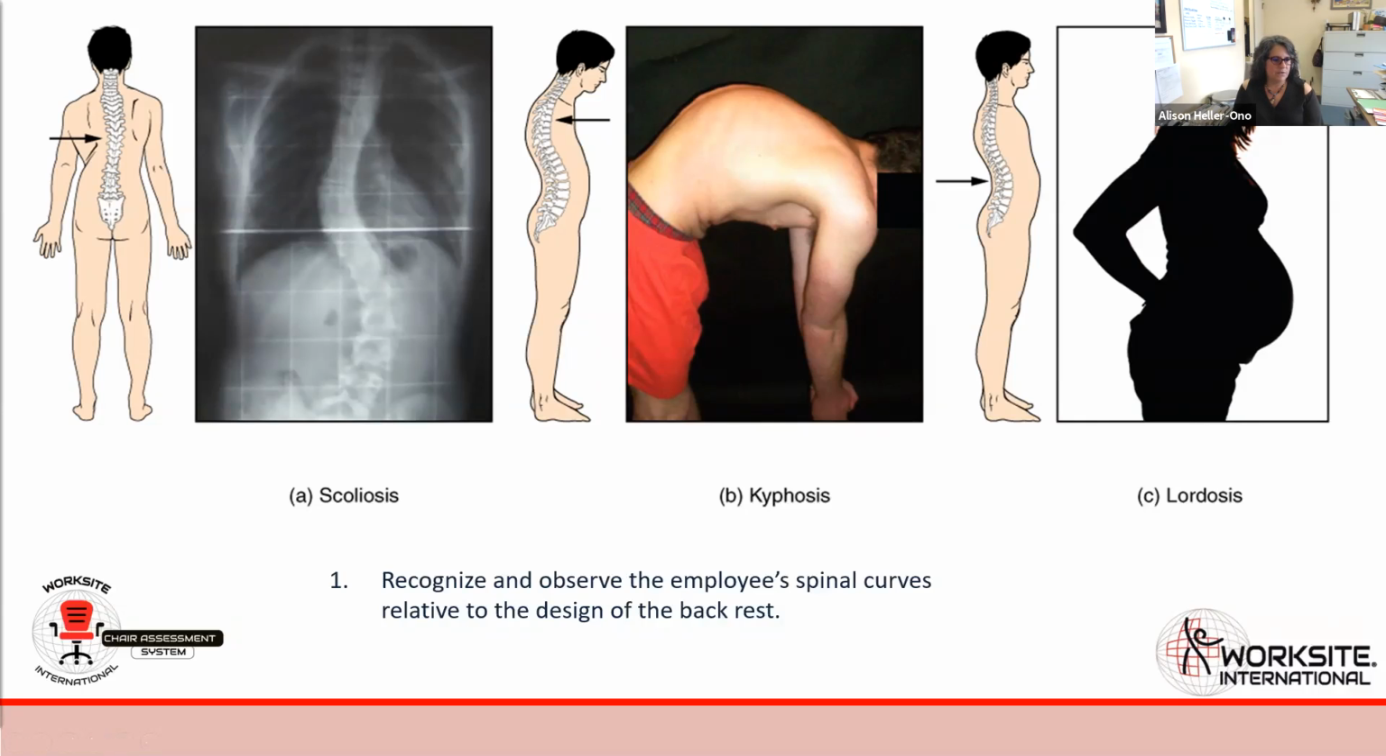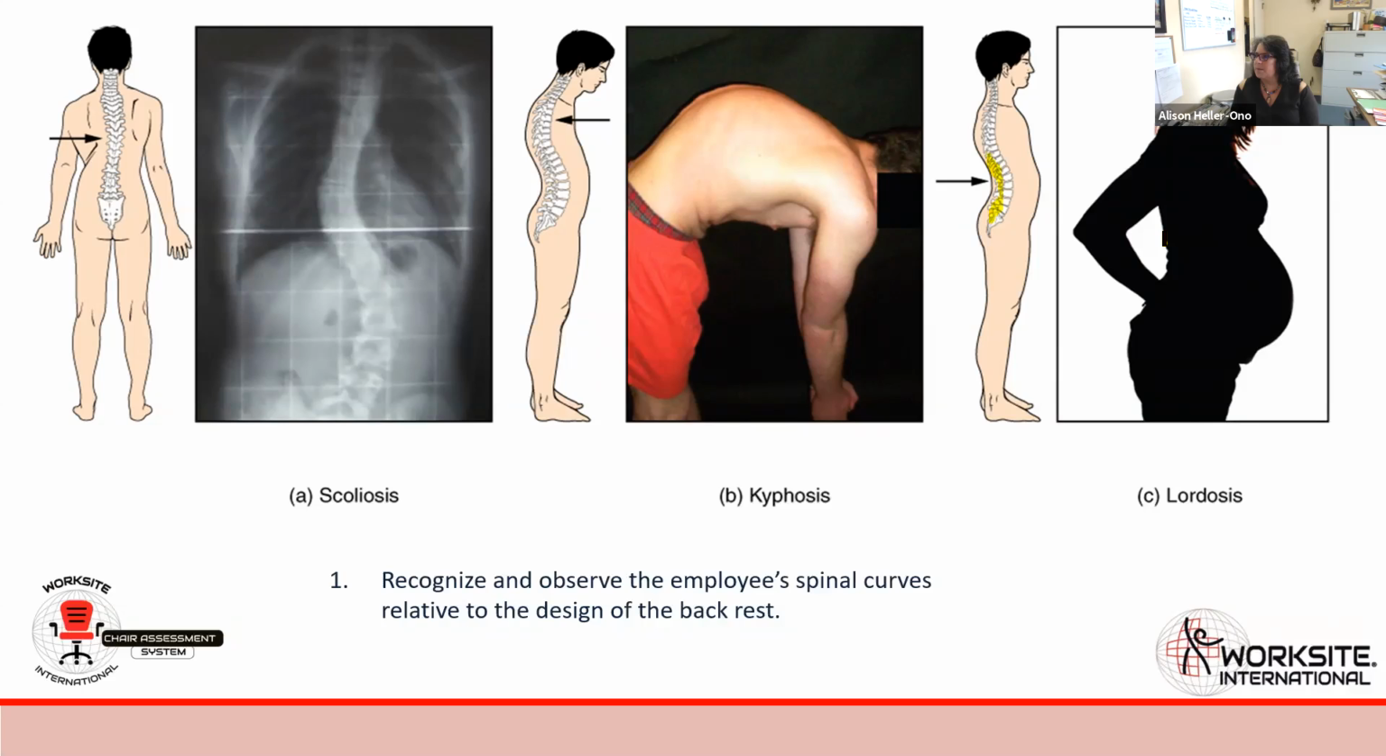So let me just use my highlighter here. Let's see what color it is. Okay, it's on yellow. So what we're talking about is this area right here, and this is the most important area to fit. Once you support the lumbar curve, the rest of the spine will follow. So it's really important to make sure that there is a good fit between the lumbar spine and the backrest of the chair, the curvature of the chair.